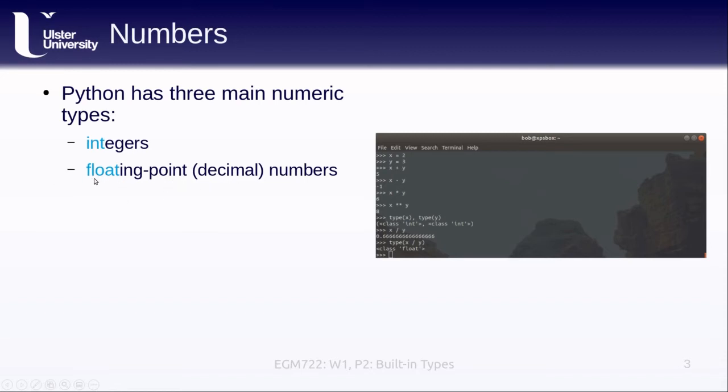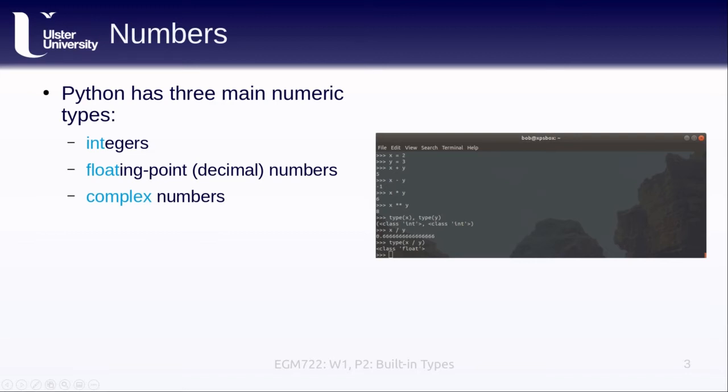It's abbreviated as float, and these are numbers that have decimal places, so they can be whole numbers that have a decimal place and then either a 0 or multiple zeros after that. The third main numeric type is complex numbers.